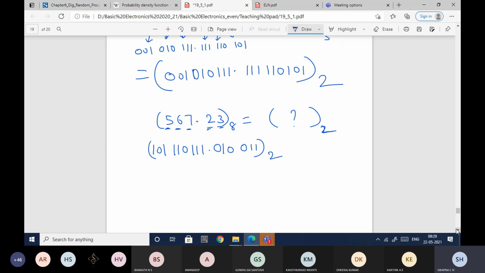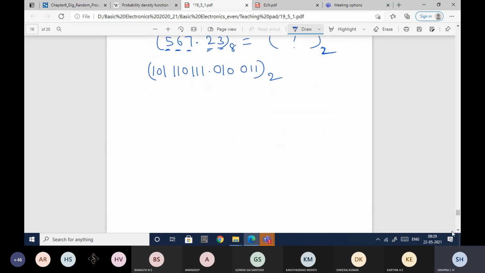This is what the binary to octal and octal to binary conversion is. Is this clear? Yes, ma'am. Okay, now we'll go with the next conversion.